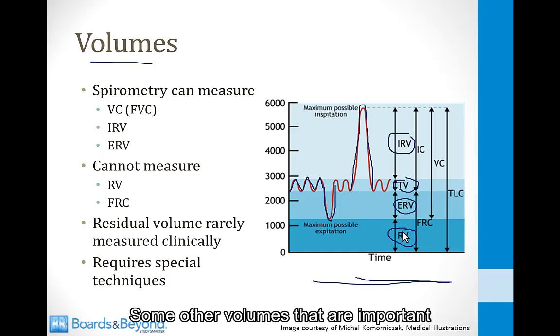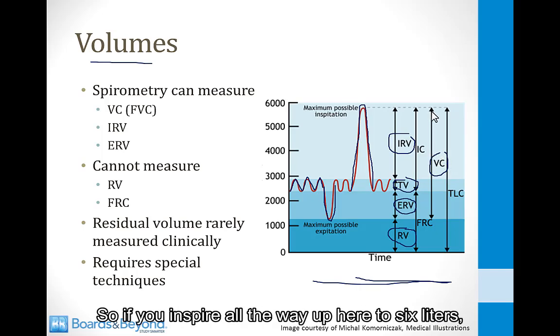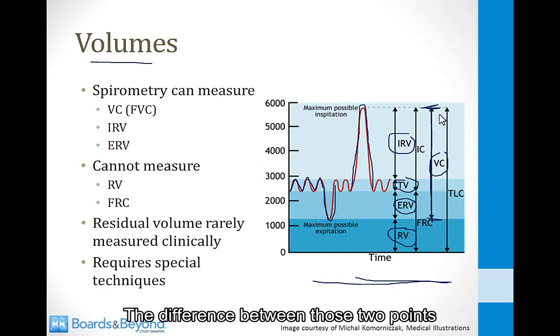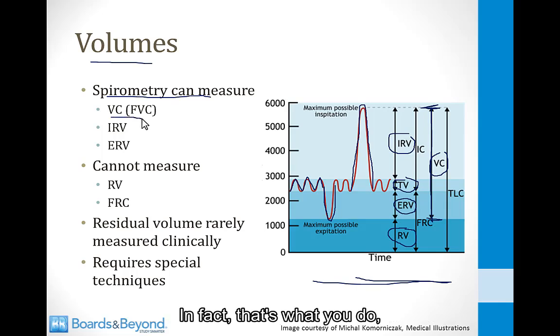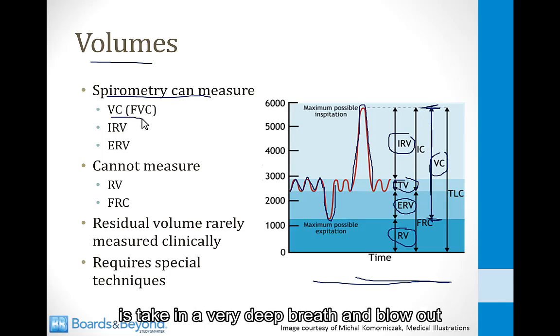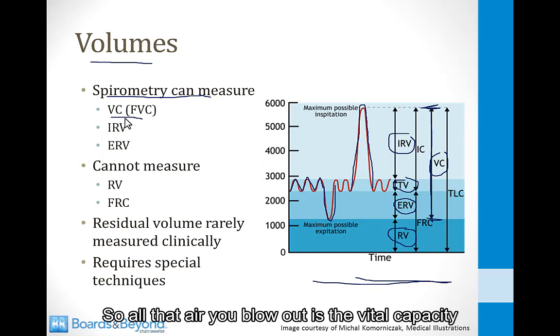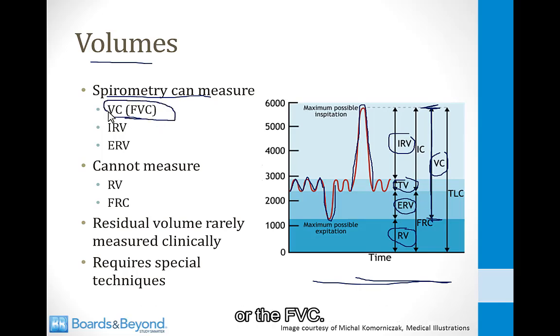lungs. Some other volumes that are important are the vital capacity right here. That's how much air you can blow out after a maximum inspiration. So if you inspire all the way up here to 6 liters, blow out absolutely as hard as you can, the difference between those 2 points is the vital capacity. So spirometry can measure the vital capacity. In fact, that's what you do, is take in a very deep breath and blow out as hard as you can. So all that air you blow out is the vital capacity, or the FVC.